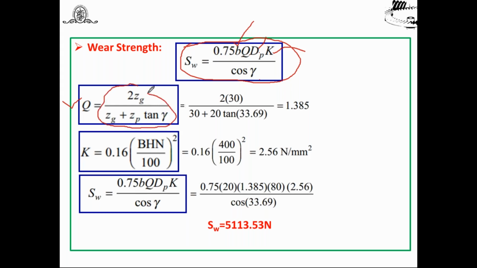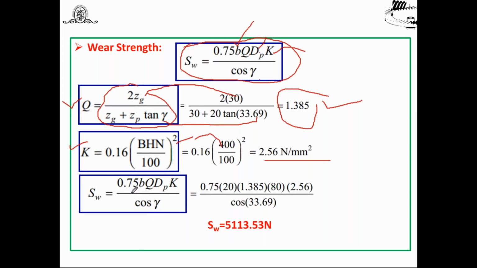Yesterday we derived this relation. Zg means number of teeth on gear, Zp number of teeth on pinion. Gamma is the pitch angle. You can substitute, you will get Q. Then K, the metal constant, is 0.16 (Bhn/100) squared, because both pinion and gear are made of steel. Bhn is given as 400, you can substitute and get this value.